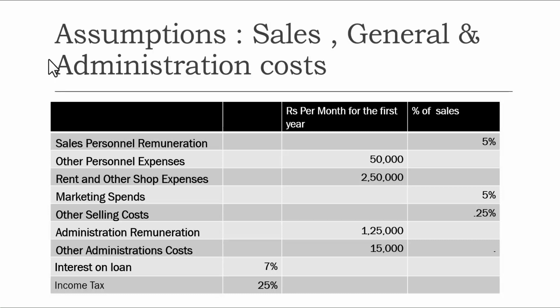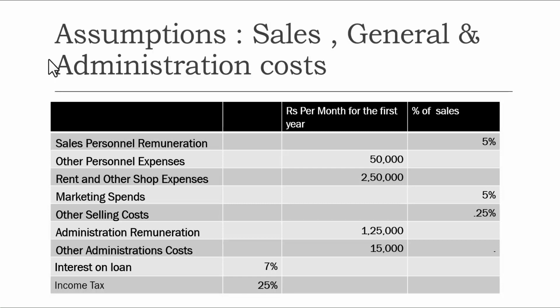for the premises which you are going to use for your business. Marketing spends 5%. That means advertisement, publicity and all, 5%. Okay. Other selling expenses, how much is it? 0.25%. Okay. So 0.25%, some other selling expenses. Then administration remuneration, like you're going to hire some person to do some job. So that will be 1,25,000. Then other administrative cost, 15,000.